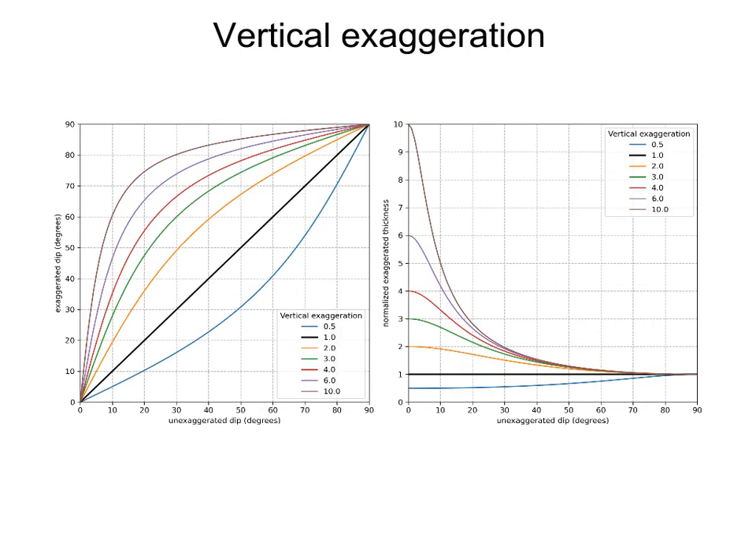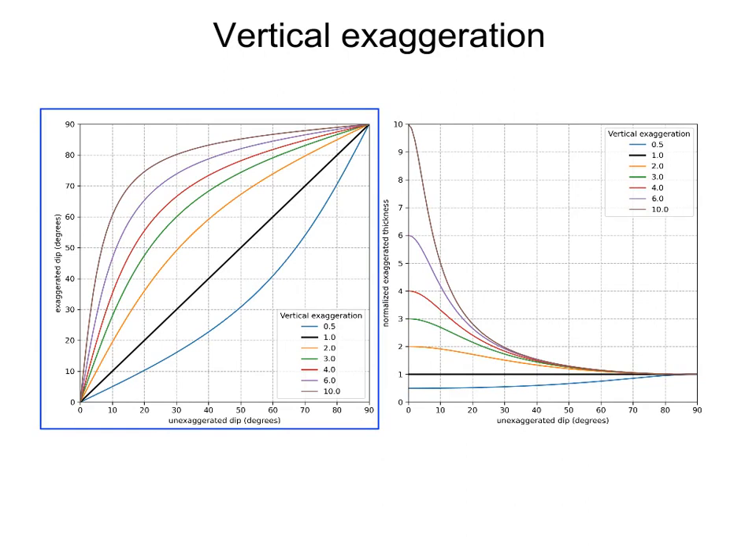These two equations are plotted here. The graph to the left shows the exaggerated dip as function of the true dip, for various values of vertical exaggeration. A 10 degrees dip will display as a 20 degrees dip on a section with vertical exaggeration 2. Notice that the effect of vertical exaggeration on dip decreases with the amount of dip.